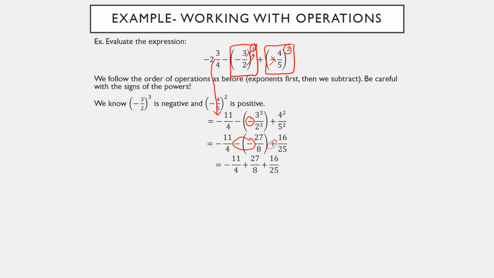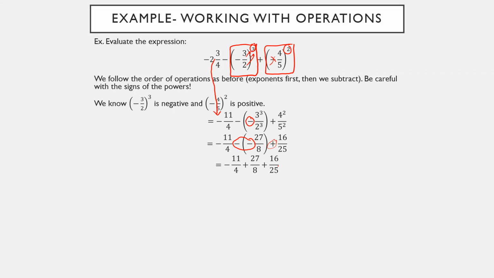Which is adding 27/8. So even though the power was negative, remember in this case, because we're subtracting a negative number, we're actually just adding, right? So now we end up getting negative 11 over 4 plus 27 over 8 plus 16 over 25. So this actually looks a lot easier than we initially thought, right? Because it did look like an extremely confusing question with lots of negatives, and in the end, there's actually not that many negatives, right? It just worked out that because we subtracted a negative power, we ended up adding, right?